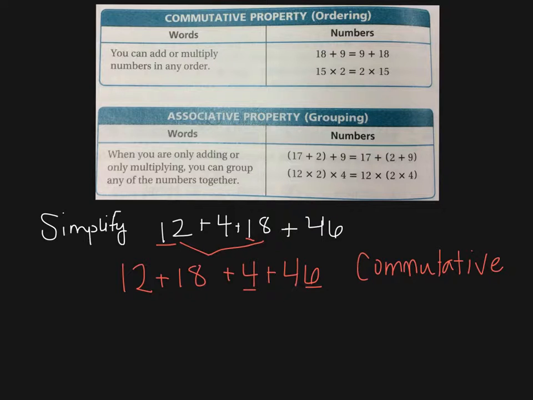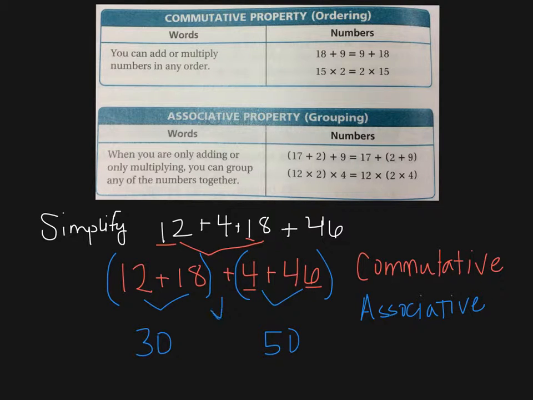So then I'm going to, ready, catch this, I'm going to use the associative property to put grouping symbols in. So the associative property says I can add these 2 together and then add these 2 together. Okay, so we already talked about these 2 make 30. These 2 make 46 plus 4 is 50. Now I bring down my operation sign here. And 30 plus 50 equals 80.